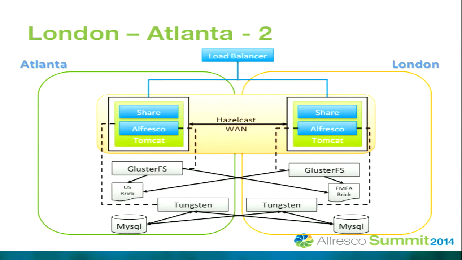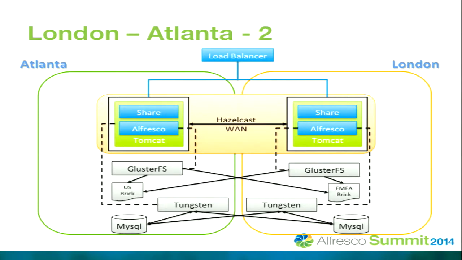So London Alfresco, for example, if it goes through GlusterFS, will first go to the EMEA bricks. So we don't have to deal with the network latency unless we need content which is in the USA. And the opposite, again, from Atlanta to London. And this happens as well in the Tungsten layer, because it redirects your queries to the local database, which is deployed locally by setting affinity. So that's what I've been able to deploy right now.